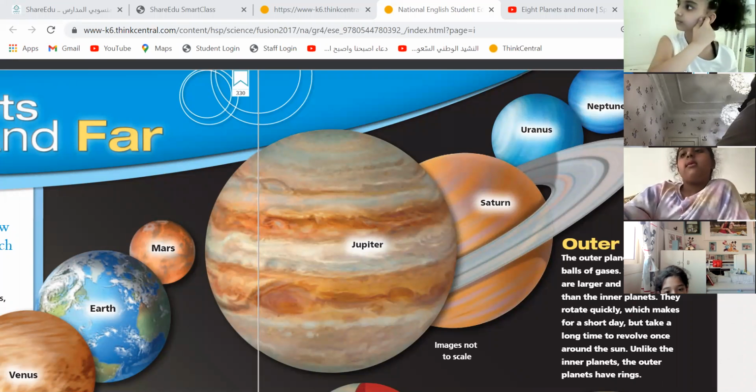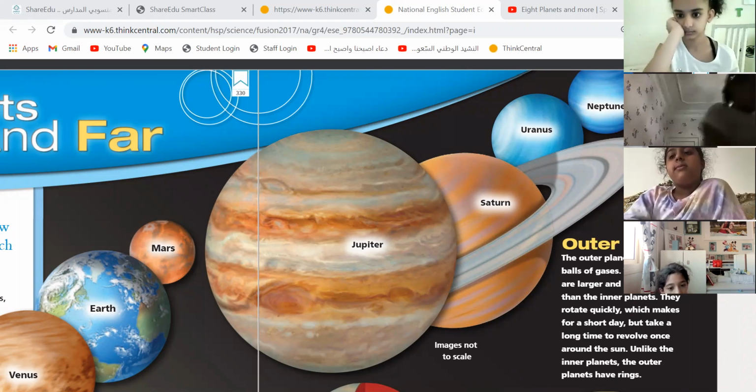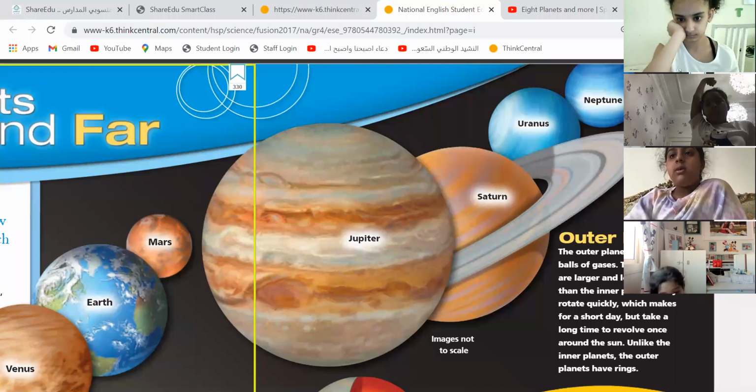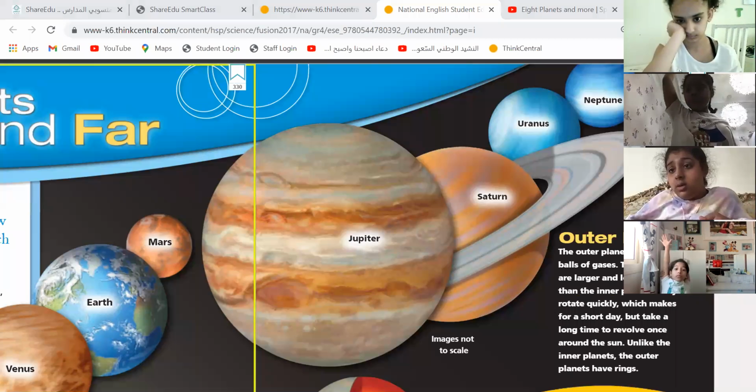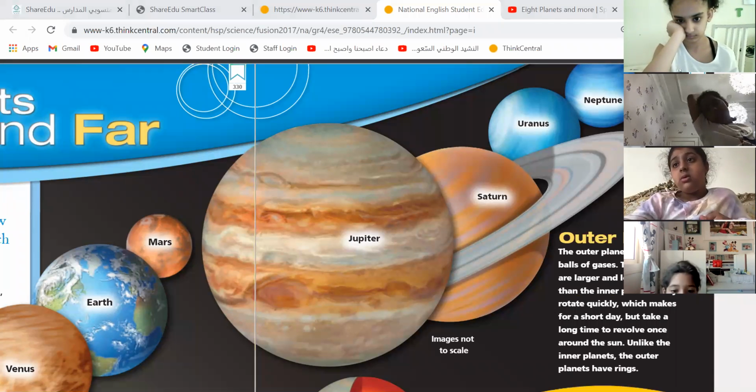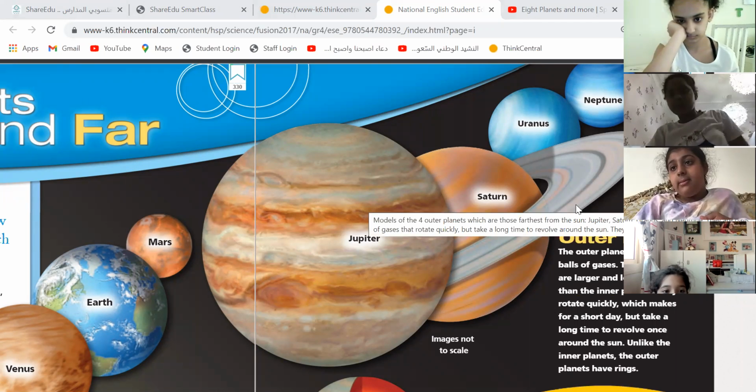Also, they have one more thing. Who can tell me? What goes around them? Look at Saturn. What does Saturn have around it? Its ring, the ring. Excellent, excellent. Giant gas planets have rings going around them.